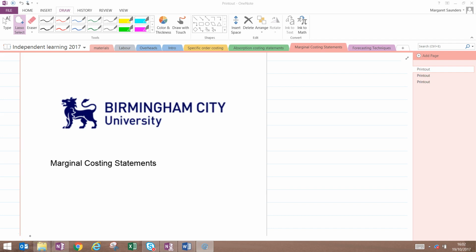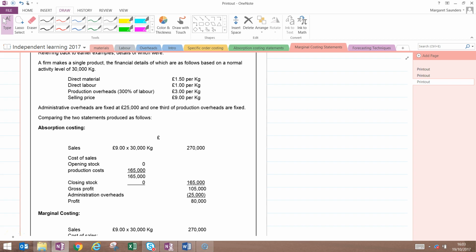Welcome back. We will now look at a comparison of absorption costing statements to marginal costing statements. We have this example of a firm who make a single product. The direct material costs £1.50 per kilo, direct labour £1 a kilo, production overheads £3 per kilo, selling price £9 per kilo. In addition, administrative overheads are £25,000 and 1/3 of the production overheads are fixed.